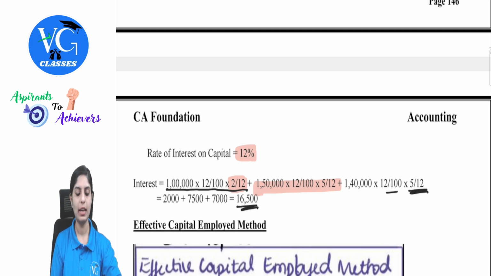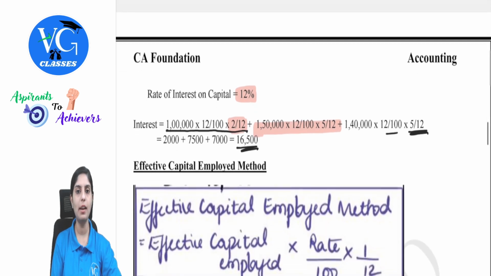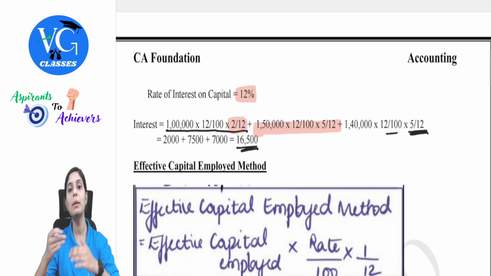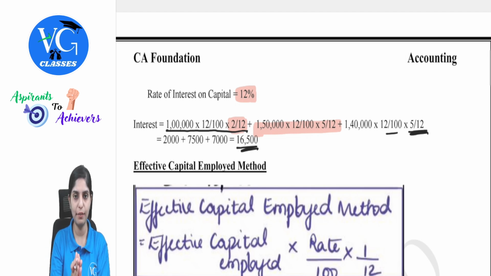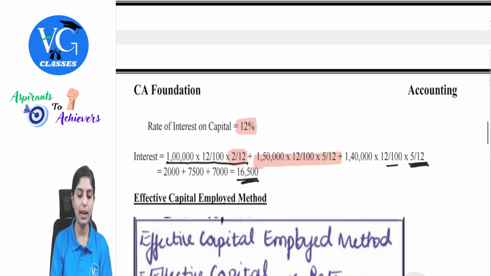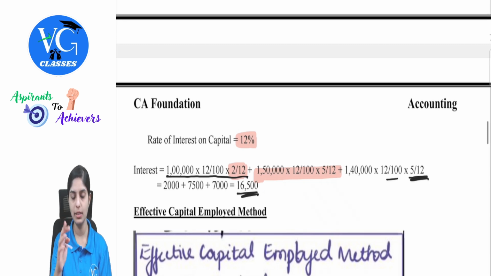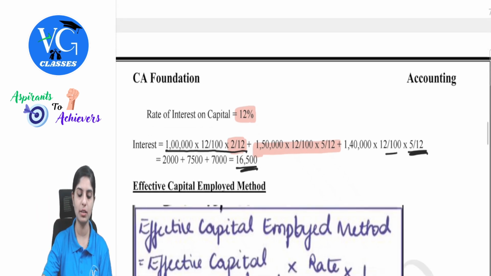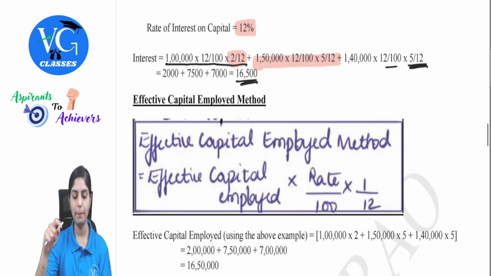Whatever we did is named as the effective capital employed method. The calculation, whatever we did with respect to how many months such capital balances will be available, is called effective capital employed. That is, 1 lakh will be employed in the business for 2 months, 1 lakh 50 will be employed in the business for 5 months, 1 lakh 40 will be employed in the business for another 5 months. So how will we calculate interest on capital? Effective capital employed into rate by 100, that's what we did, into 12 by 100 into 1 by 12.